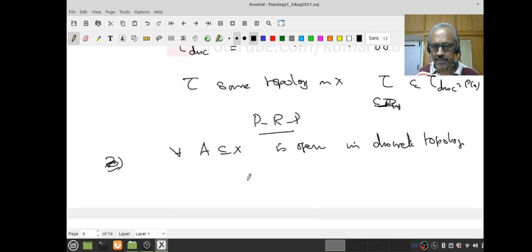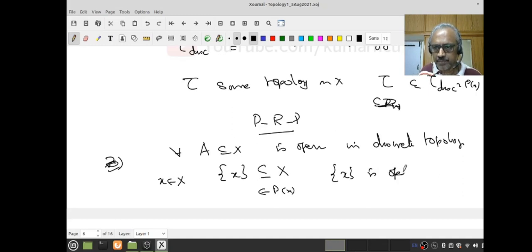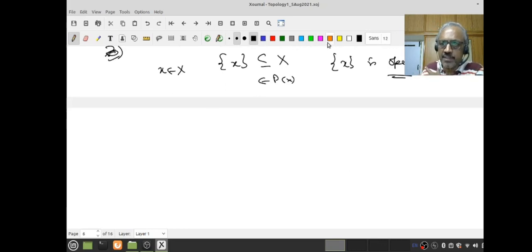In particular, if I take any element x in capital X, let us look at the singleton {x}. This is a subset, yeah? And it belongs to P of X. Therefore, every singleton set is open. Do you understand this? Now, what is the advantage? This is where I am going to give a trade secret. This is very important.